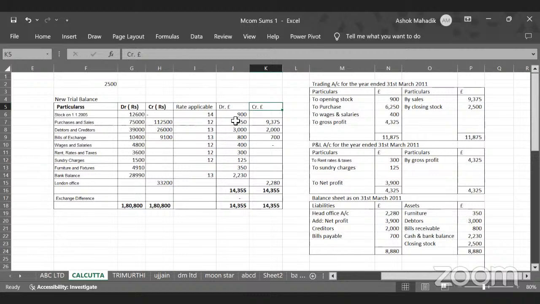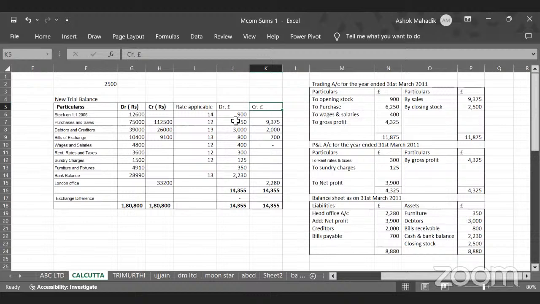Always use the converted values. Opening stock goes to the trading debit side, purchase and sales to debit and credit respectively in the trading account. Debtors and creditors will go to assets and liabilities, debtors on assets and creditors on liabilities. Bill of exchange: the debit value is bills receivable and the credit value is bills payable, so they will go to current assets and current liabilities respectively. Wages will go to the trading account. Rent and rates will go to P&L, sundry charges P&L.